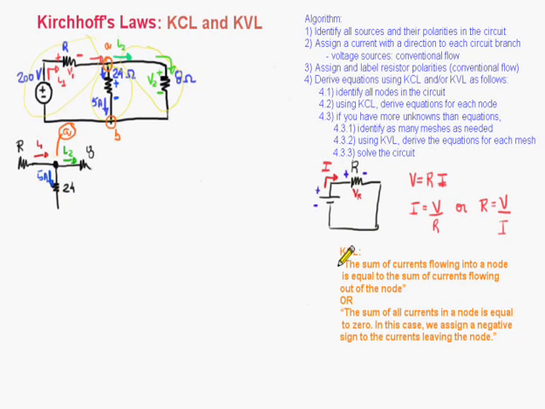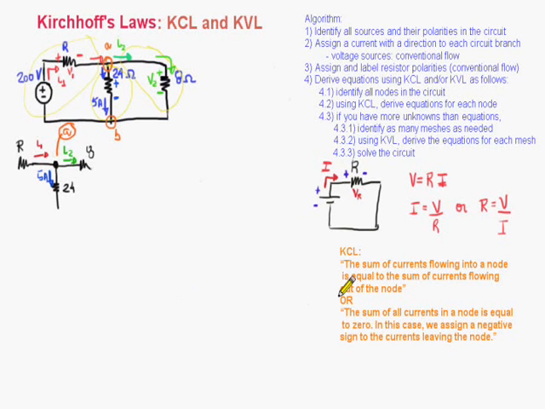And here we have 2 definitions for Kirchhoff's current law, but in the end they're all the same. Let's read the first one. The sum of currents flowing into a node is equal to the sum of currents flowing out of the node. The second definition says the sum of all currents in a node is equal to 0. But in this case, we assign a negative sign to the currents leaving the node.